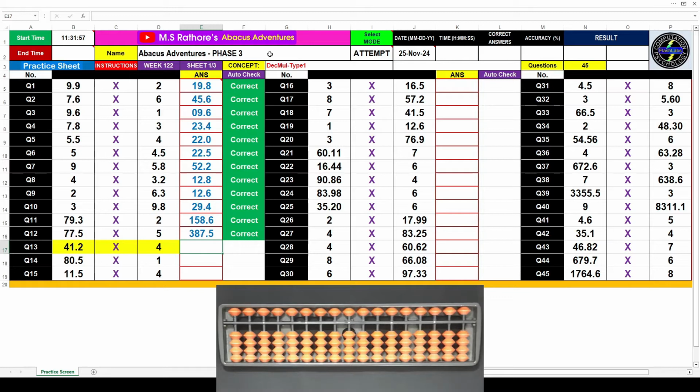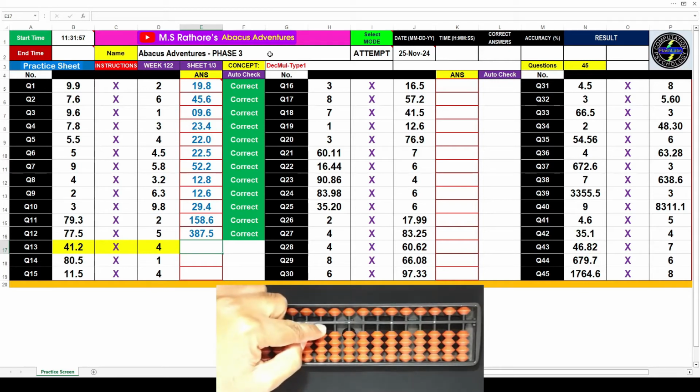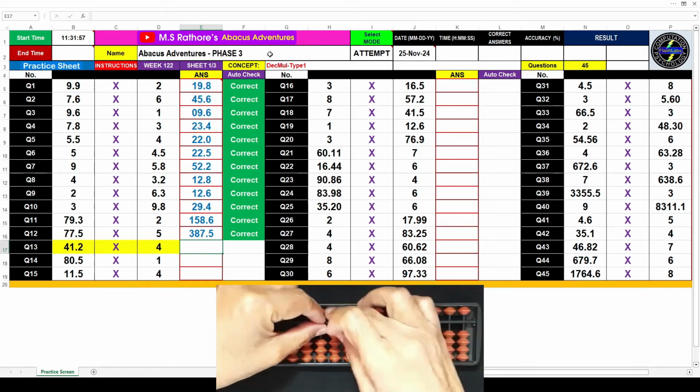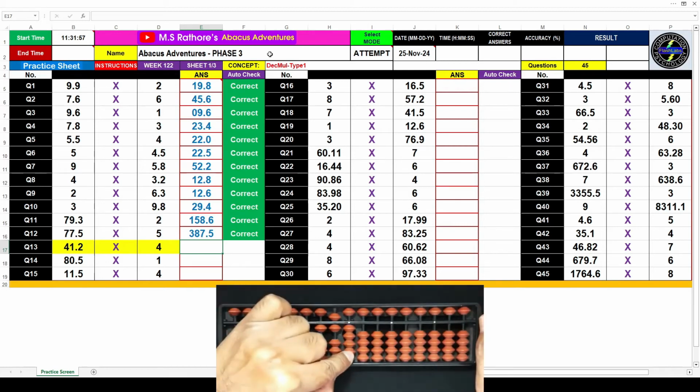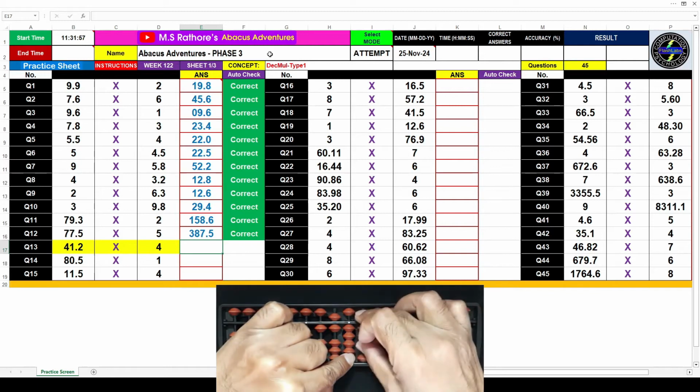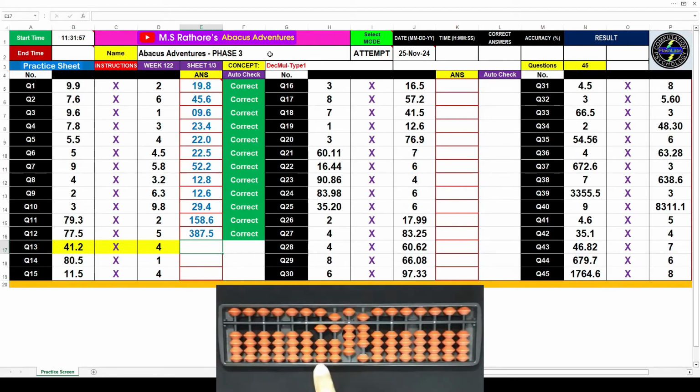Question number 13, 41.2 multiplied by 4, placing the left index finger on rod number 3. 4 fours are 16, shifted, 4 ones are 04, shifted, 4 twos are 08, and the answer is 164.8.